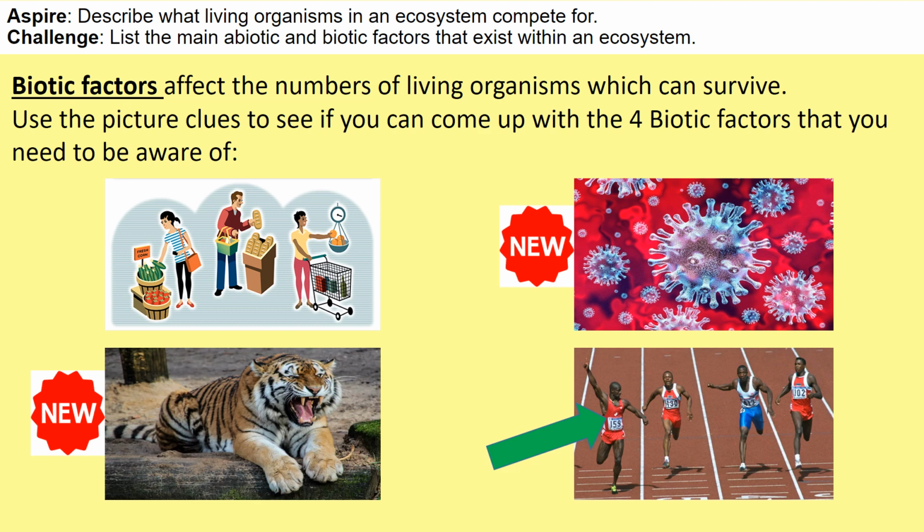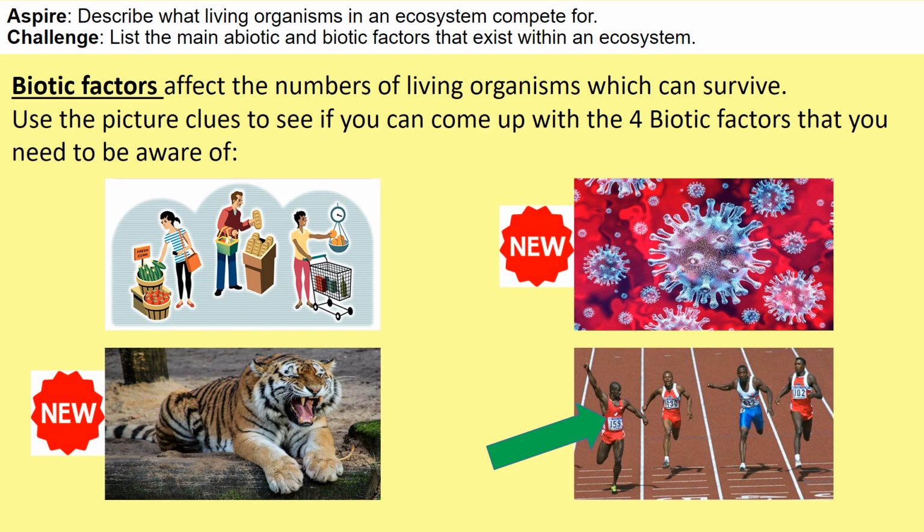The fourth picture clue shows 4 Olympic athletes running the 100-metre sprint. The green arrow points to the man on the far left who's actually just won that 100-metre sprint race. And this picture clue is probably the hardest one to work out. It represents out-competing, because that man the arrow is pointing to has out-competed the other men in the picture, because he's actually won the race. And if a species can out-compete another species by either being faster or stronger or able to resist disease, they will survive. The lesser species will not survive, and this can massively affect the numbers of living organisms which can exist within an ecosystem.